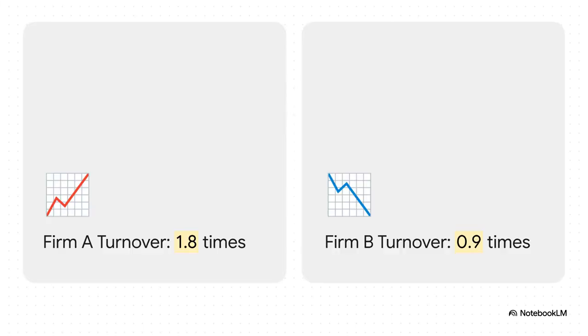Check out the dramatically different turnover ratios that come out of this. Firm A has a turnover of 1.8 times, while Firm B is lagging way behind at just 0.9 times. Even though their sales are totally identical, Firm A is twice as efficient at using its resources to generate those sales. If you're an investor or if you're on the management team, it is super clear that Firm A is doing a way better job managing its overall asset base.